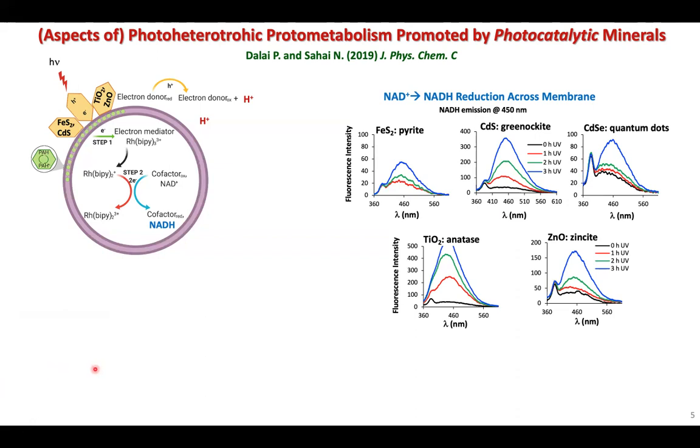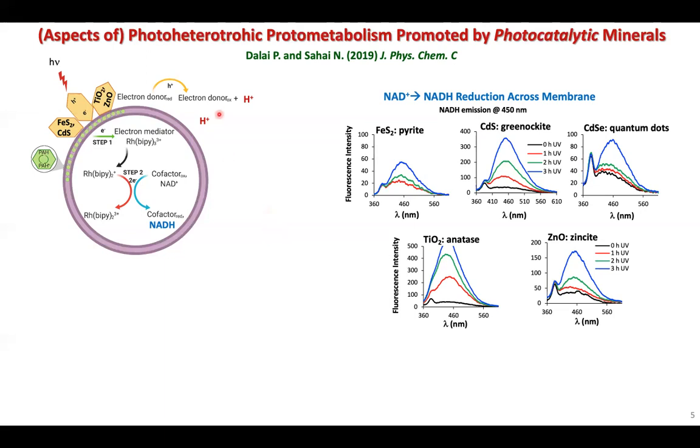So yeah, you shine light for several hours. You start out at 0 hours. There's hardly any peak at NADH, which is 450 nanometers fluorescence, encapsulated within the vesicle. After 1 hour, 2 hours, 3 hours, you see that NADH is building up inside the peak. And this happens for sulfide minerals that were common on early Earth. Titania, a very widely distributed mineral. Zinc oxide, not so much, but zinc oxide and cadmium selenide were used as positive controls, not necessarily prebiotically relevant.